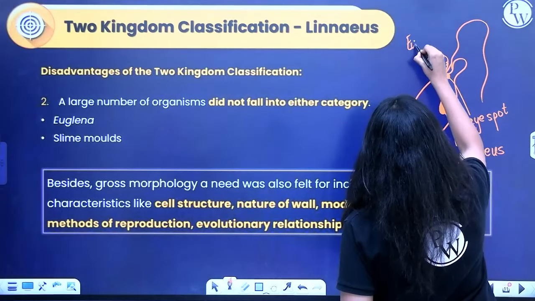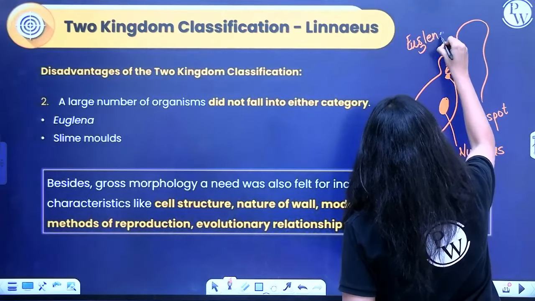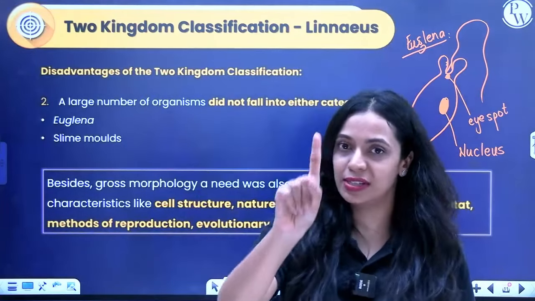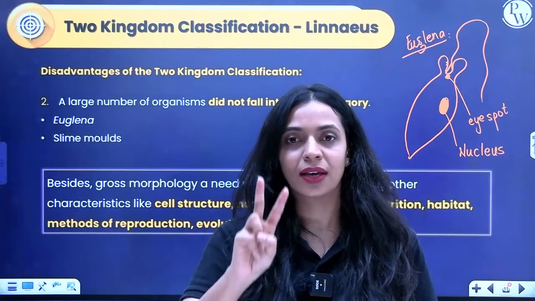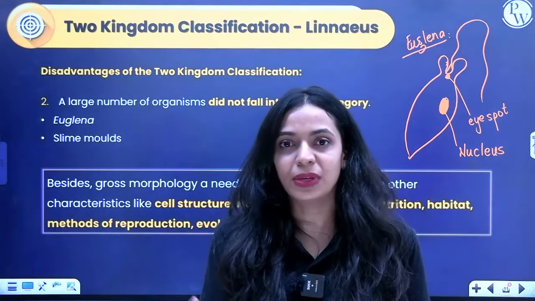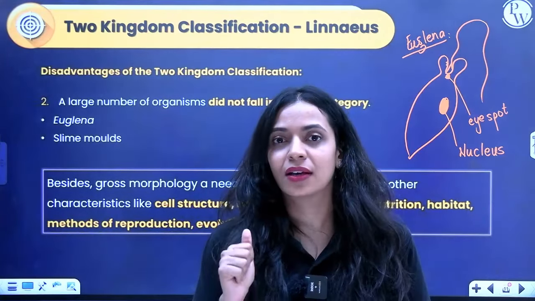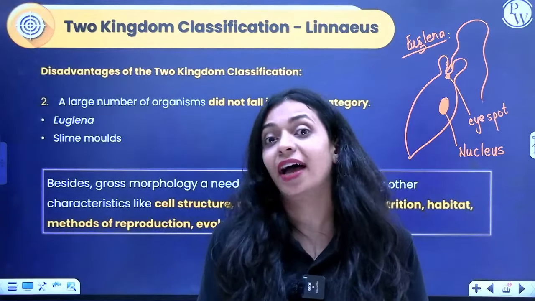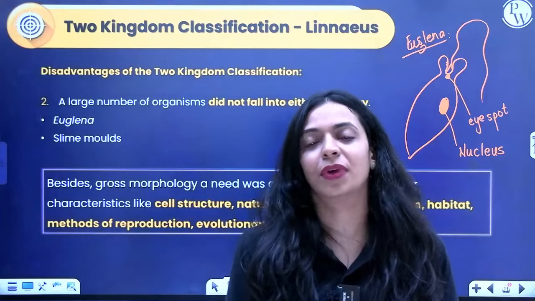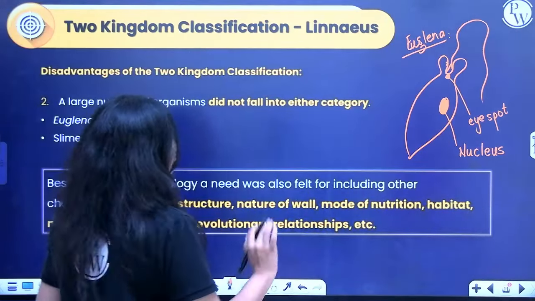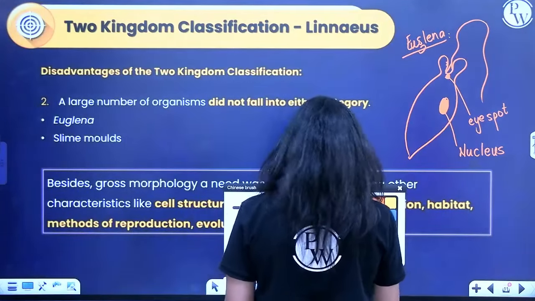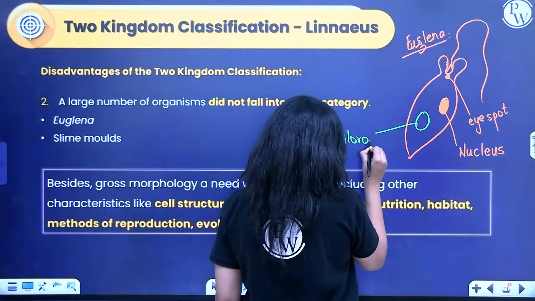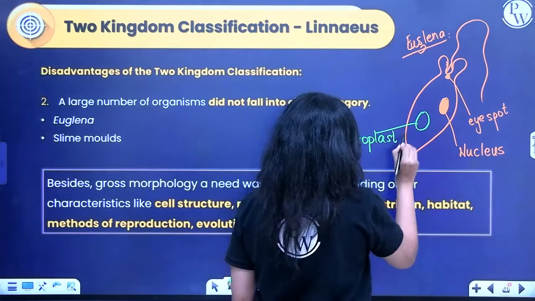This is euglena. Okay, so this euglena is unicellular. It is eukaryotic. It can be photosynthetic like plants, or it can be holozoic like animals, and that depends on the availability of light. Like plants, this euglena will have chloroplast. That means it has the ability to perform photosynthesis.